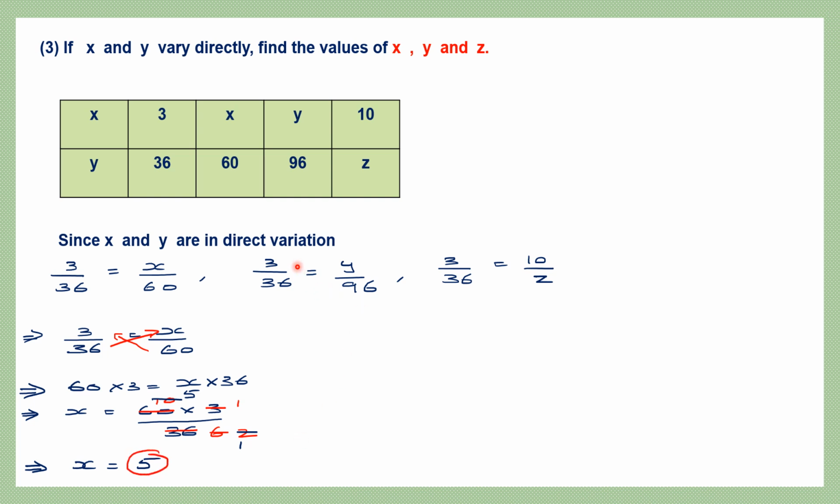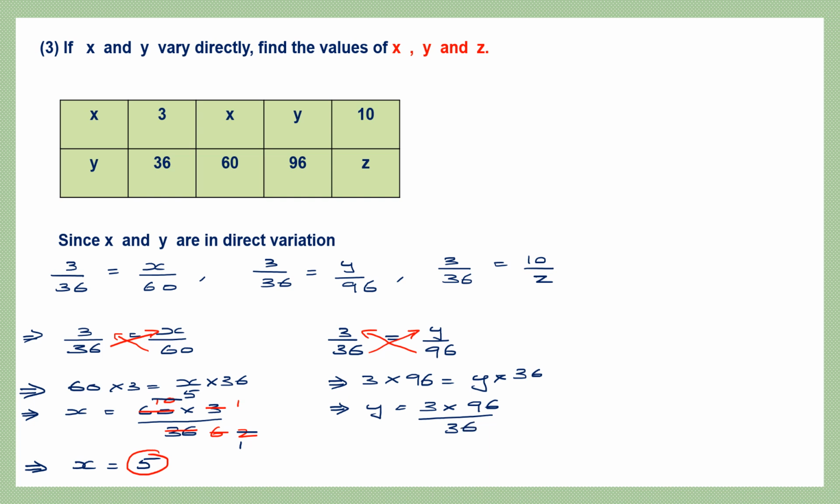Now let's take the next one. 3 by 36 is equal to y by 96. So here also we cross multiply 3 and 96 and 36 and y. So now what do we have? 3 into 96 is equal to y into 36. Now we can find the value of y by saying 3 into 96 divided by 36, because 36 is multiplication and comes here becomes division.